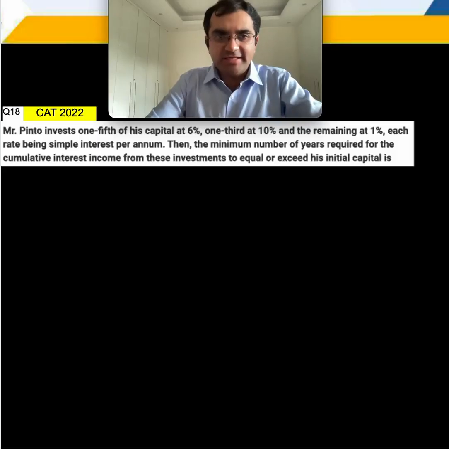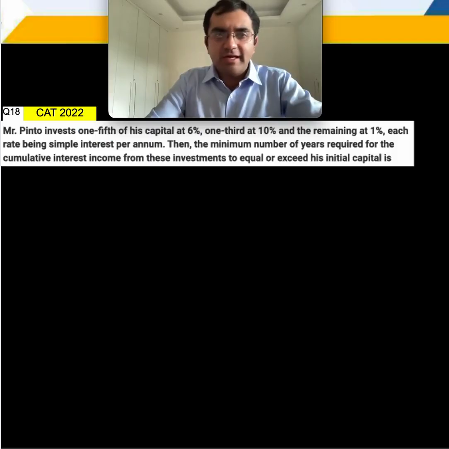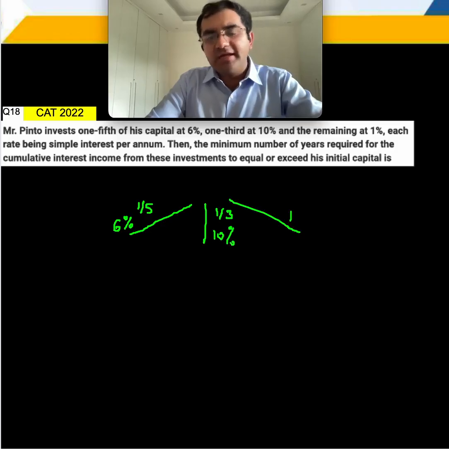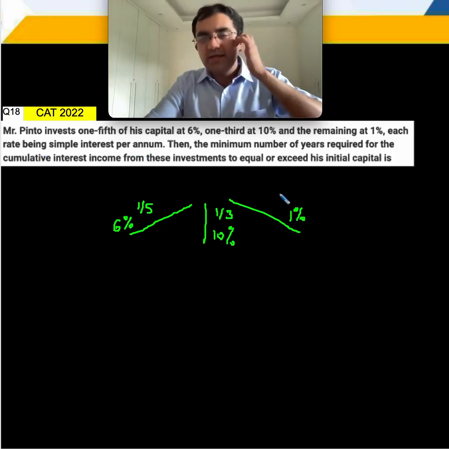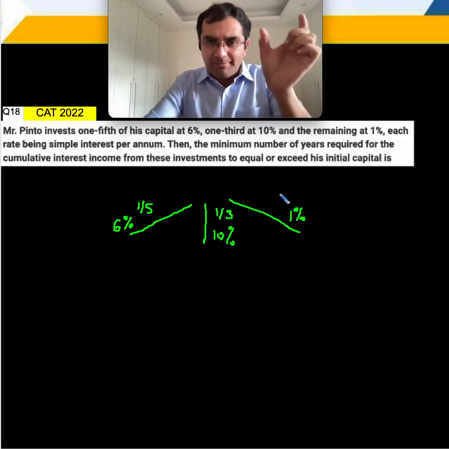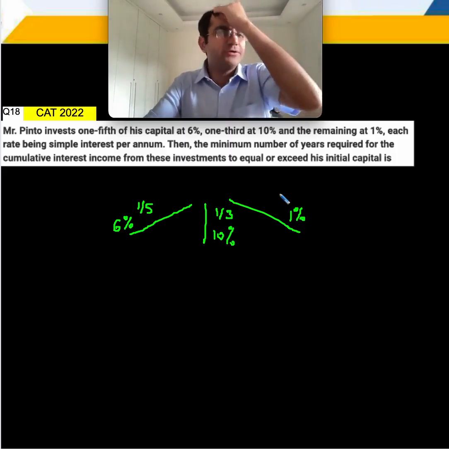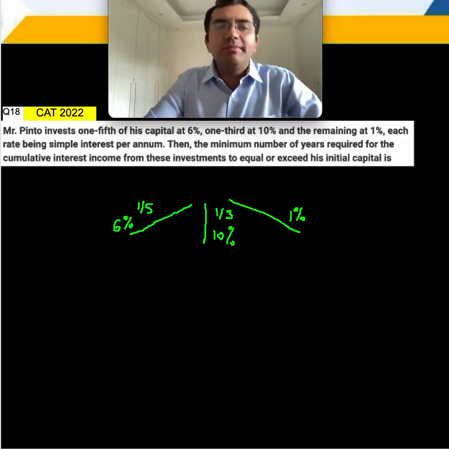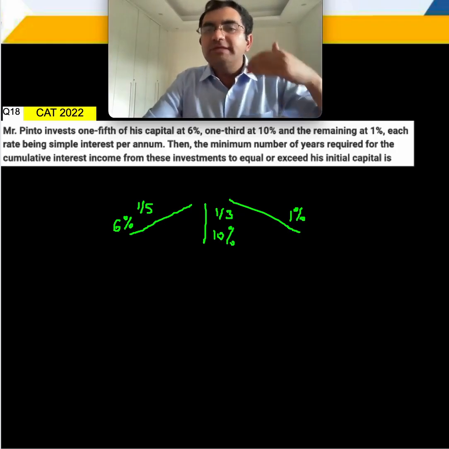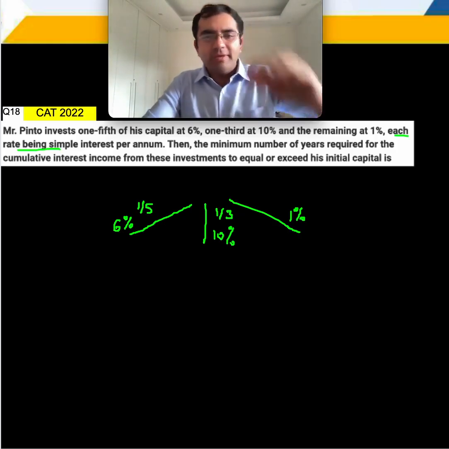Question from SICI. Mr. Pinto invests 1/5 of his capital at 6%, 1/5 at 6%, 1/3 at 10%, and remaining at 1%. All of this is at simple interest. So if I have 1/5 and 1/3 and remaining, it would be nice to take my capital value or principal value as something that is divisible by 5 and 3. So basically divisible by 15. So I have taken that here.